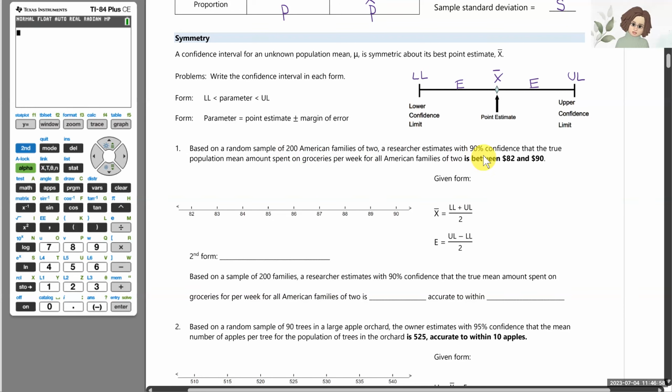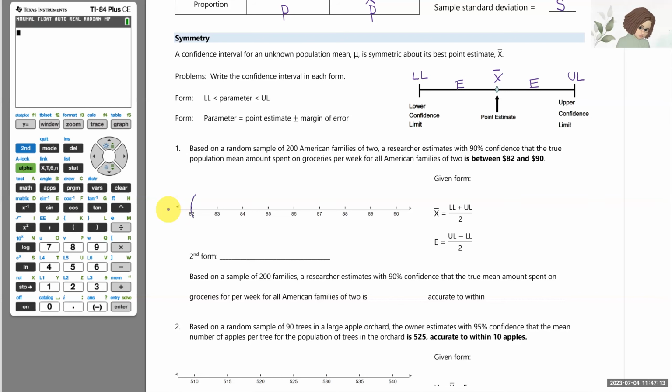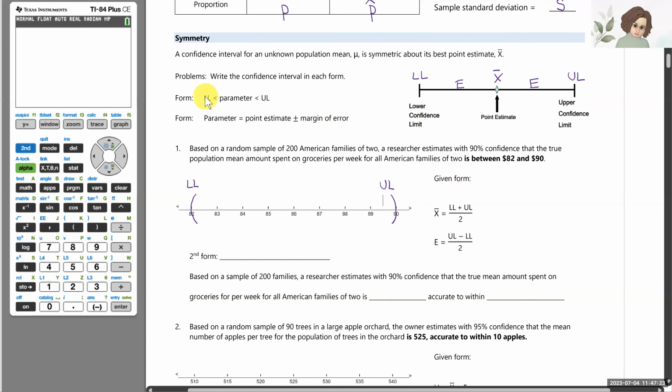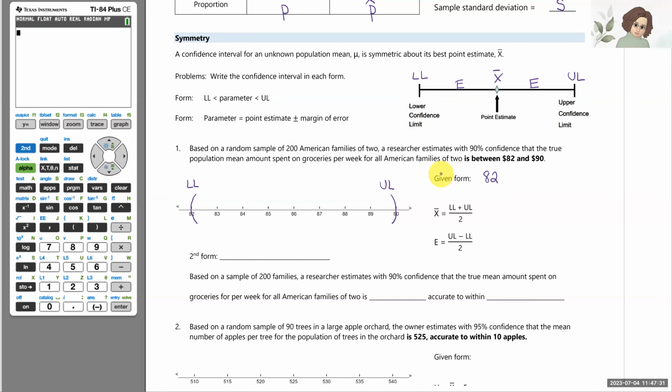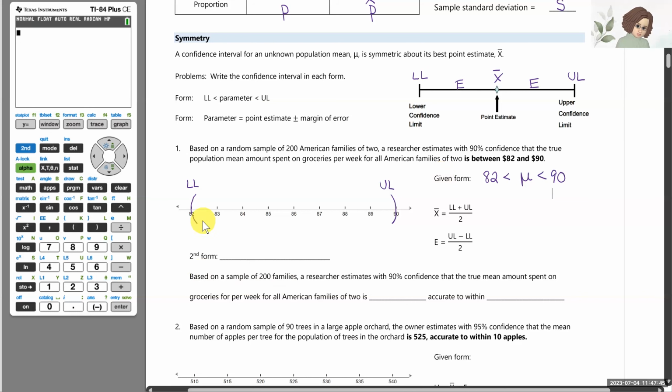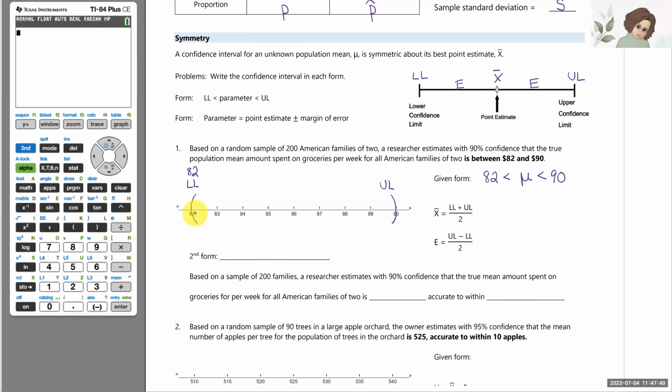All right, so when we see a confidence interval written with between, that means that they're giving us the lower limit and the upper limit of the confidence interval. So I'm just going to draw that here on my graph, on my number line. So 82 is the lower limit, $90 is the upper limit. So the form they've given, and we'll write it in this form then. So $82. We don't have to write units here. We'll just write the 82 and then less than mu, the mean for all American families, and then less than the upper limit. All right, so that was our given form. I'm going to repeat the 82 on my picture and then 90.